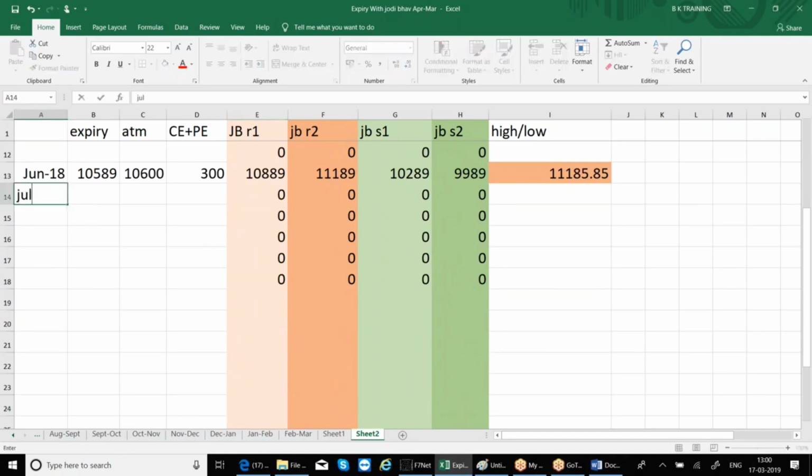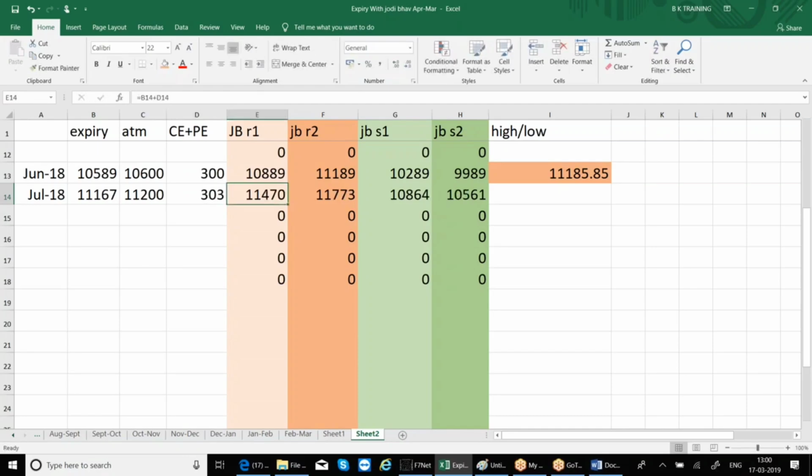July 2018. Expiry was 11,167, 11,200. 303 was the premium. What is R1? And what is R2? What was the high of the?